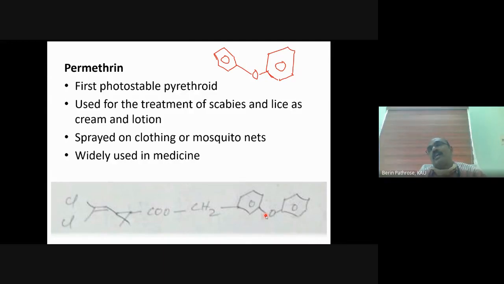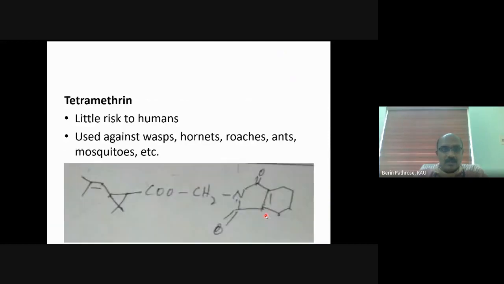I told you when we discussed the characters of pyrethroids, it is used in agriculture, veterinary, public health management, everything. So it is still used for the treatment of veterinary pests like scabies and lice. For humans also, it is used for head lice management as creams, lotions, shampoos and all. Permethrin is available.